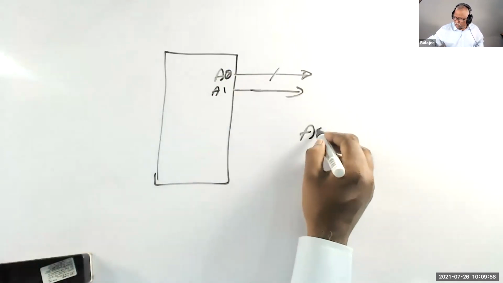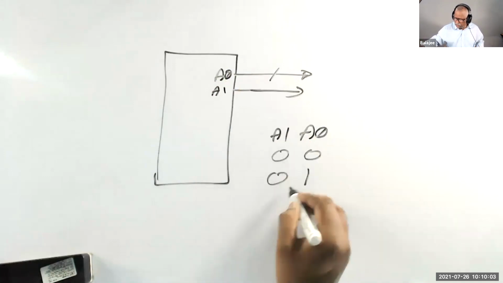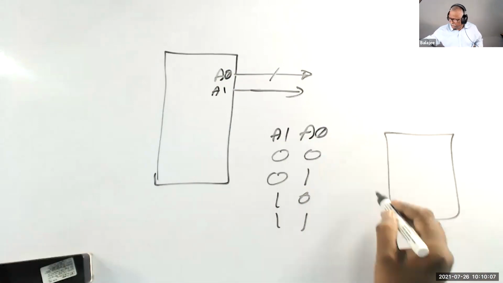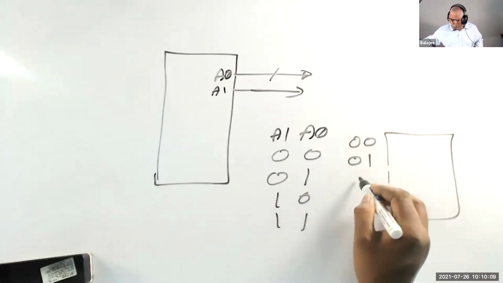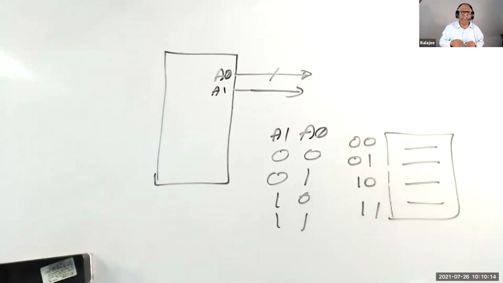A0 and A1. Now you have 0 0, 0 1, 1 0, 1 1. You have 4 combinations. That is, in a memory, I can have 0 0, 0 1, 1 0, 1 1. So I can have 4 lines on the memory that I can address.